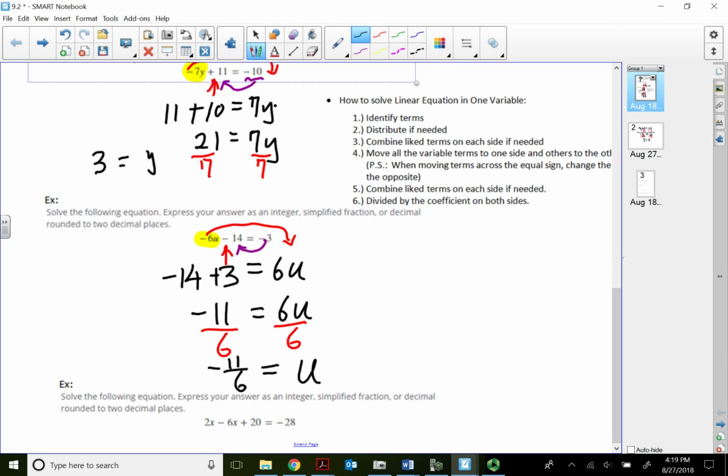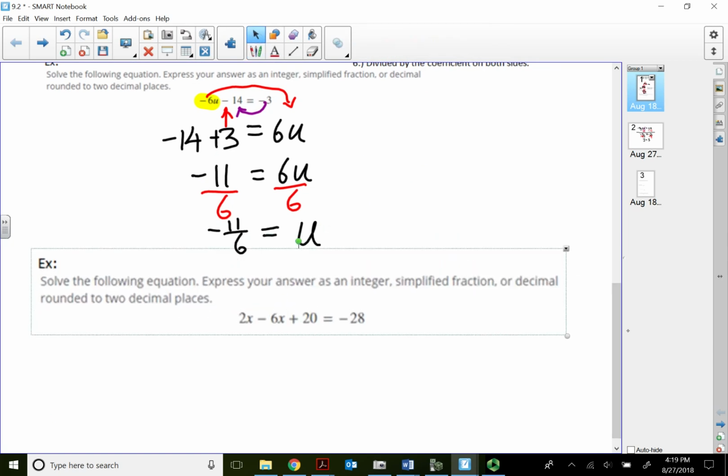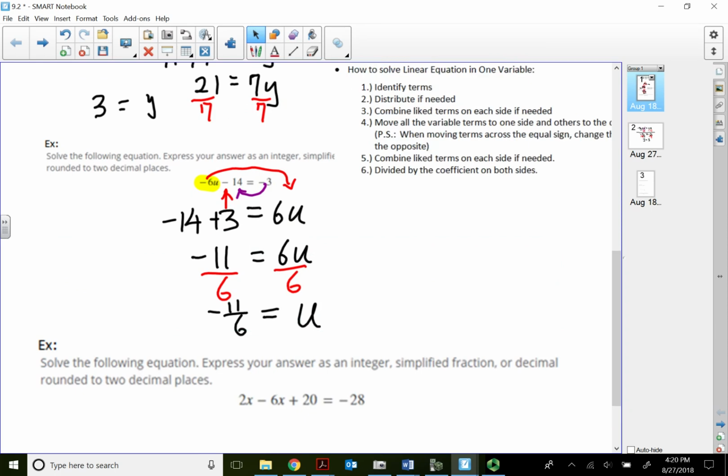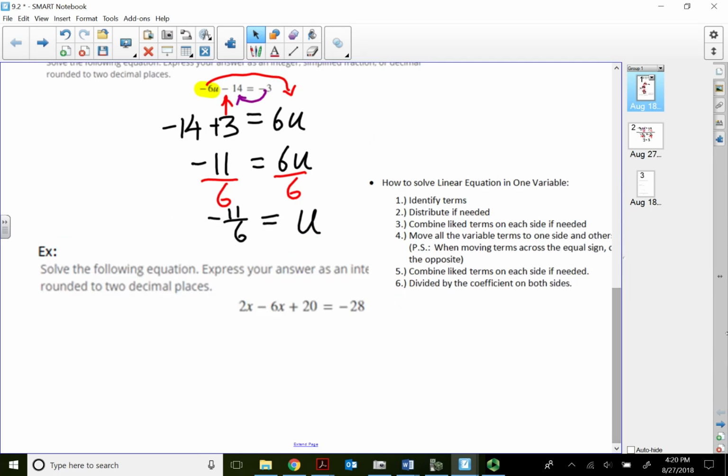All right, let's try another one. So this one has a little bit more terms than the previous one. So let me kind of move this down again, slide it down. All right, so let's see. Equal sign in the middle. On the left side, I see two addition, subtraction signs outside the parenthesis.